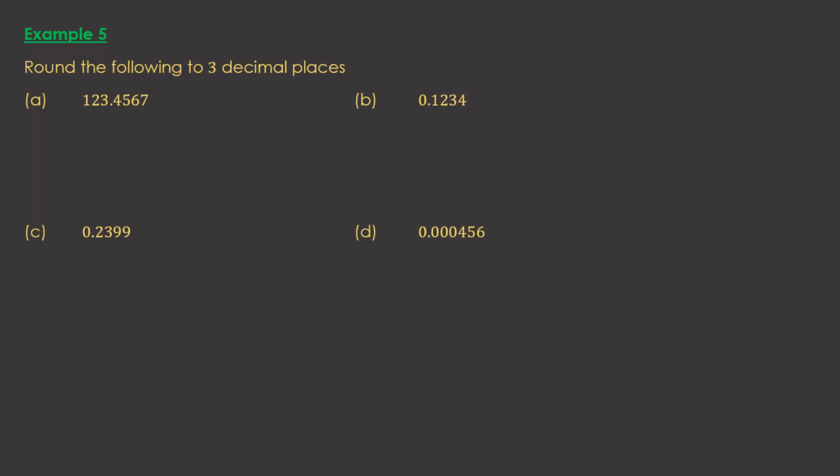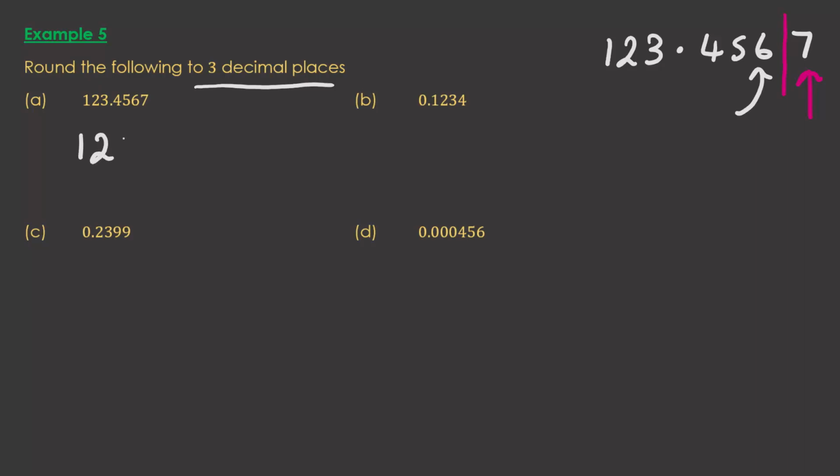We want to round the following numbers all to 3 decimal places. And the first one that we have is 123.4567. We want to chop the number here, and the digit in the 4th decimal place is a 7, and that means that we're going to increase this 6. We're going to round up. So that's 123.457.